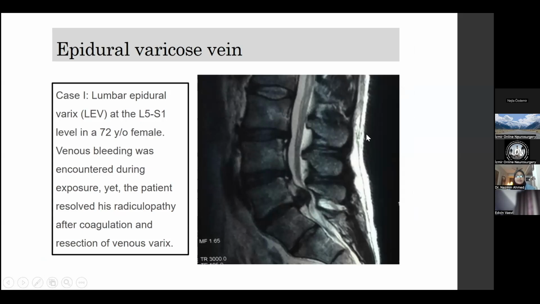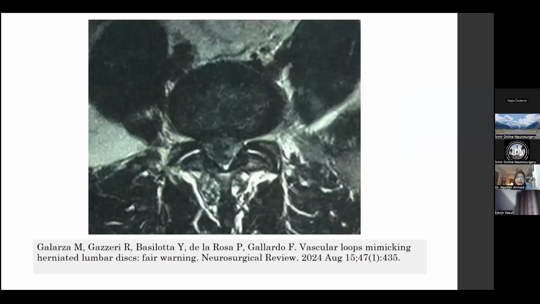Okay, sometimes an epidural vein can mimic an intervertebral disc. This is one of the examples. Classically, in the T2 weighted sagittal section, it is evident that there is herniation of the intervertebral disc at the L4-5 level, which lifts up the posterior longitudinal ligament. But during operation, there was venous bleeding, and the authors concluded that it was a venous varix. This is the axial section of the similar patient showing a huge herniated disc.